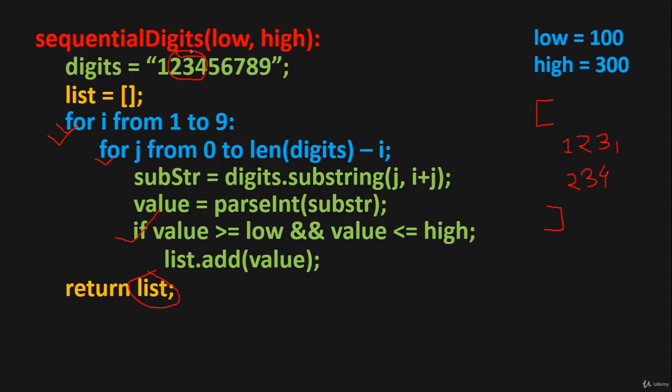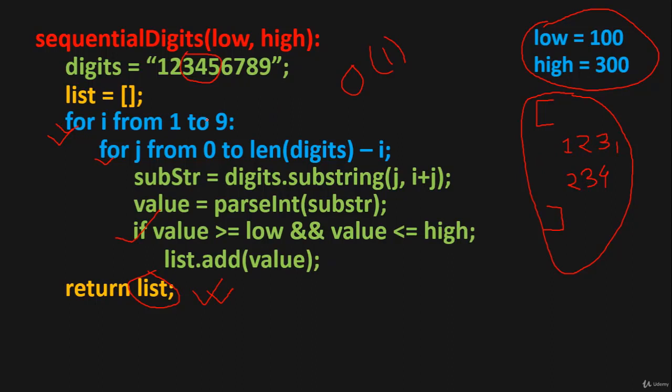Then we're going to generate the next sequential digit, and we see that this is beyond the range. For the rest we'll generate sequential digits that will not fit in this range. Only these 2 sequential digits are in the range of low and high. At the end we'll return this list. And this is how we can solve this problem.